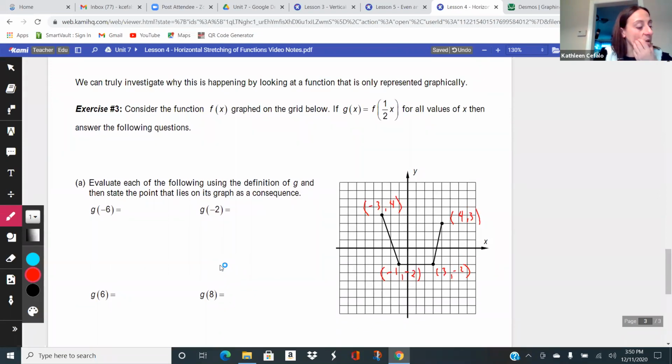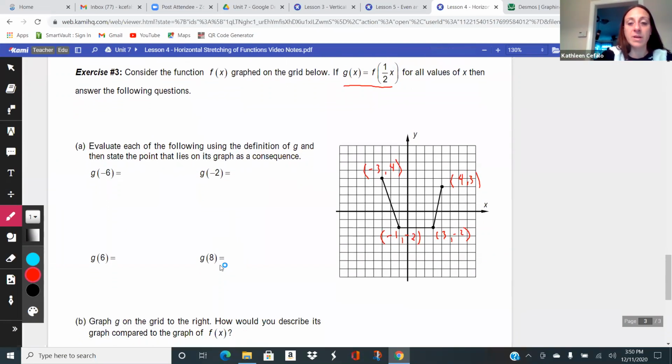Okay. So it says evaluate each of the following using the definition of G, and then state the point that lies on its graph as a consequence. All right, so if I were to find G of -6, using this definition back here, that means I should have f of 1/2 times -6. So in other words, I should have f of 3.